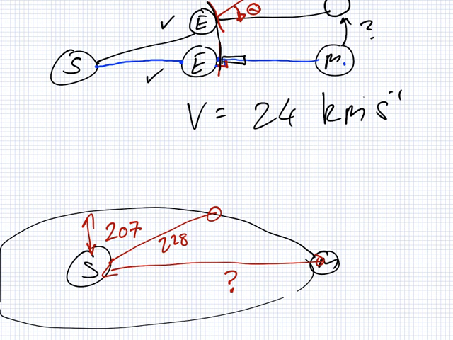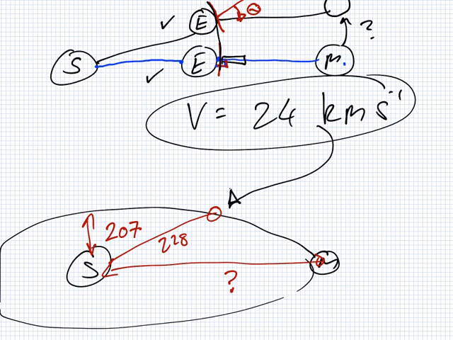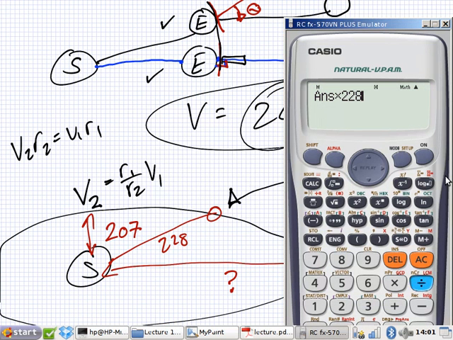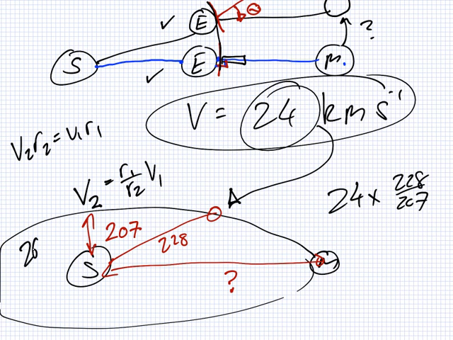So that V I got here, that's actually when it's here. I want to know how fast it's going here. I can just use my formula: V2 R2 equals V1 R1. So V2 would just be R1 over R2 times V1. So I just take this number and multiply it by 207 over 228, and the millions cancel and the kilometers cancel. Oh sorry, I had that upside down, apologies. 228 over 207. So 26.6. Here it's going at 26.6 kilometers per second. Going faster.